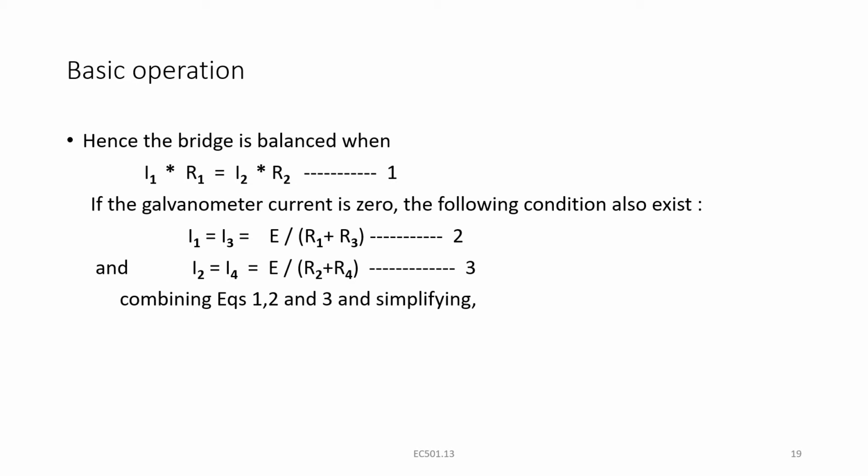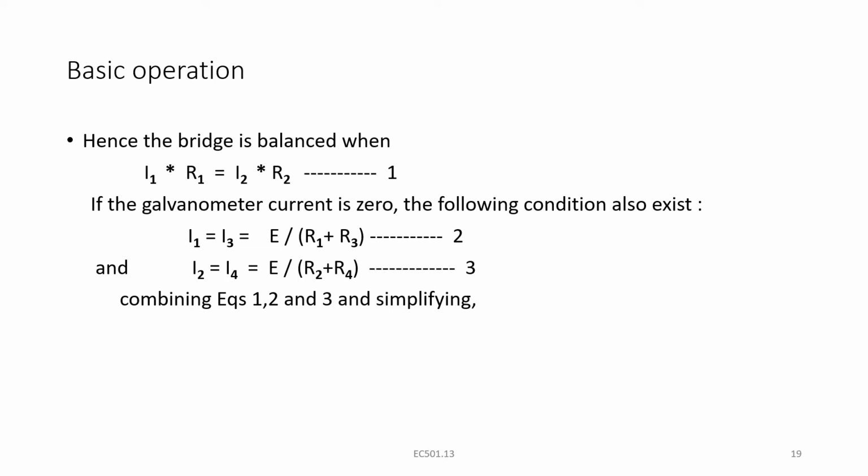Hence, the bridge is balanced when I1R1 equals I2R2. The galvanometer current is 0, then I1 equals I3, which is equal to E by R1 plus R3, and I2 is equal to I4, which is equal to E by R2 plus R4.